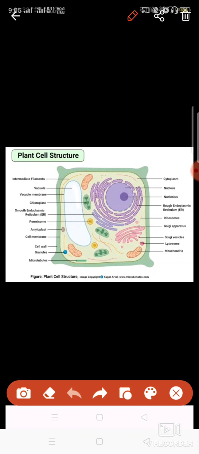Ribosomes, these are present for protein synthesis, same. Golgi apparatus, these are for secretion purposes. Oils and gums are basically secreted here by the Golgi apparatus. Then lysosome, these have the same function, these digest the materials. Mitochondria, these are also present in the plant cells, and their function is respiration again.